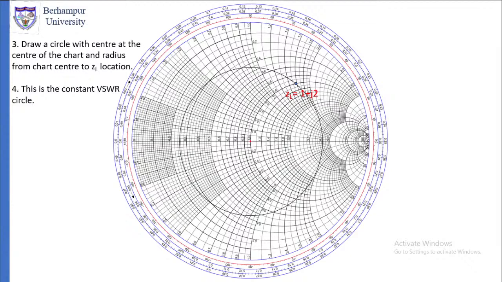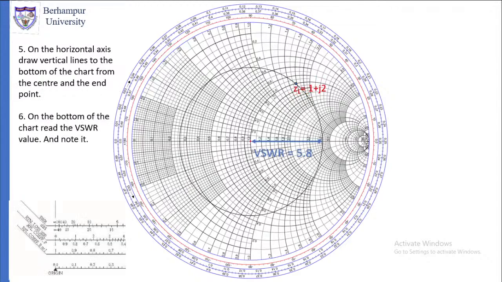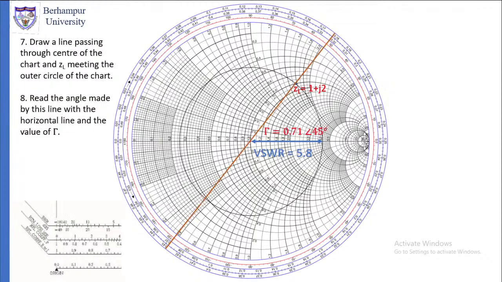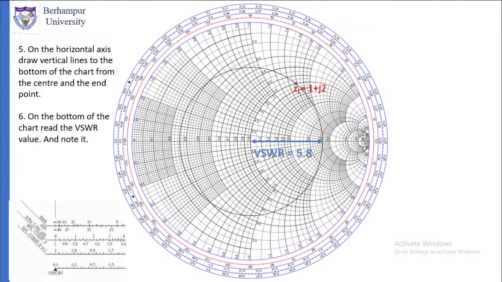Then the third step is to draw a circle with center at the center of the chart and radius from the center of the chart to the ZL location. So draw a circle. This is called the constant VSWR circle. Then from the center, draw a vertical line to the bottom of the chart, to the end point on the horizontal axis.